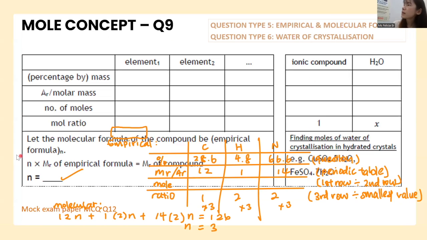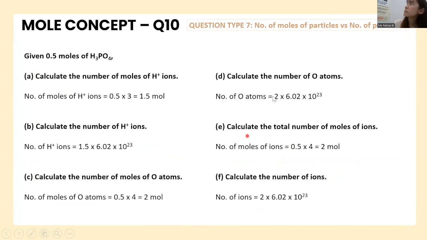Okay, so the next part would be question type 7. So you need to know that for such questions, let me just use a general example before we use the revision kit. So if you are given 0.5 moles of H3PO4, you need to know the difference. Can you see that there's a difference in the question? Here is the number of moles of H plus versus number of H plus. Do you see that there's a difference? This one has the extra word moles. This one doesn't. What's the difference?